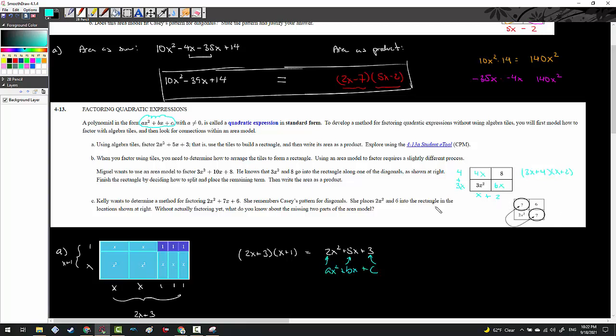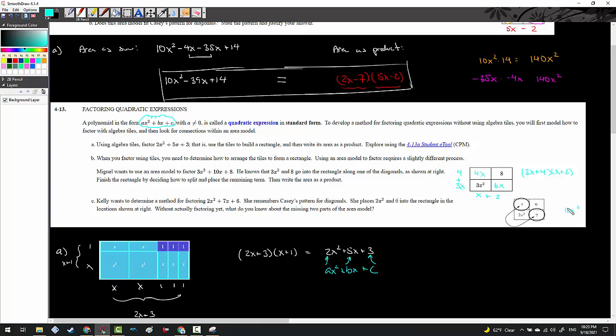There goes B. It says, on C, Kelly wants a method to determine the factorization of 2x squared plus 7x plus 6, and she remembers Casey's pattern for the diagonals. Here we go again with Casey, right? She places the 2x squared and the 6 in the diagonals of the rectangle, and without factoring yet, do you know the two missing parts of the area model? So again, if I multiply the two diagonals together, I get 12x squared.